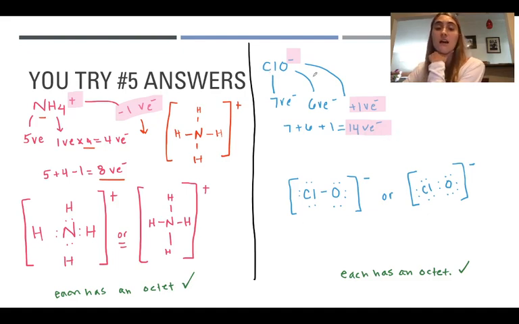I just have a Cl and an O, so my skeletal structure will probably look something like this. And as I distribute those 14 valence electrons, it actually works out very nicely. 2, 4, 6, 8, 10, 12, 14, each has an octet. The only thing you have to remember to do, again, is put that overall minus charge up at the top. And again, here's both versions, the dash versus the dot.